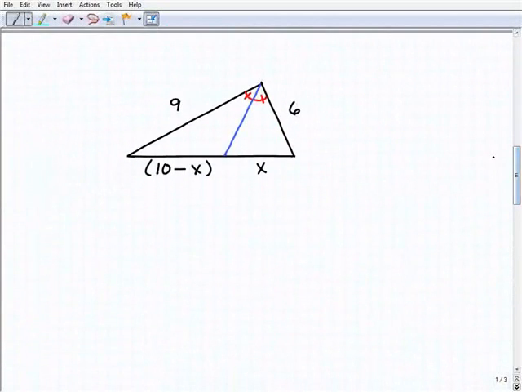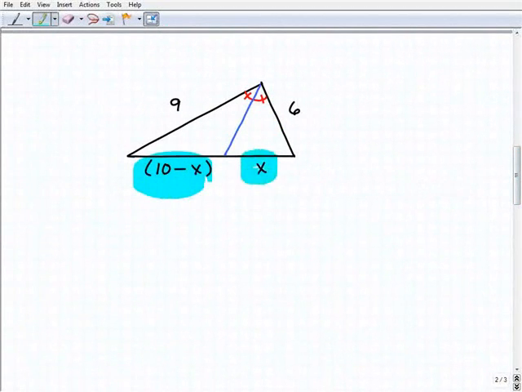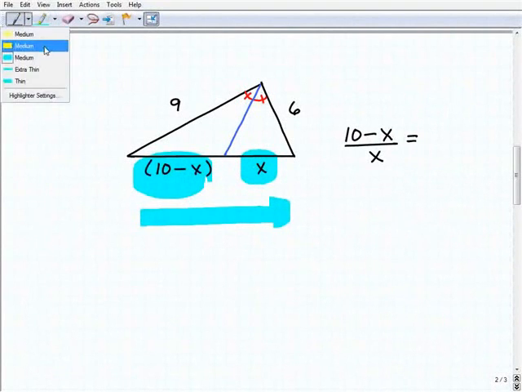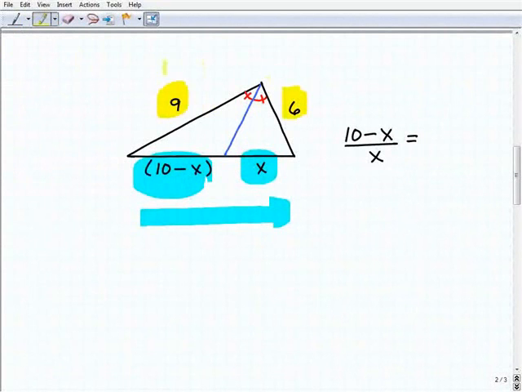Once again, we need to set up that proportion. So I'm going to go this over this, that particular expression over this expression. So let's do it right here: 10 minus x over x is going to be equal to what? If you haven't done this, this is kind of like a little pop question. It's going to be equal to 9 over 6. I'm going this way. So 9 over 6.